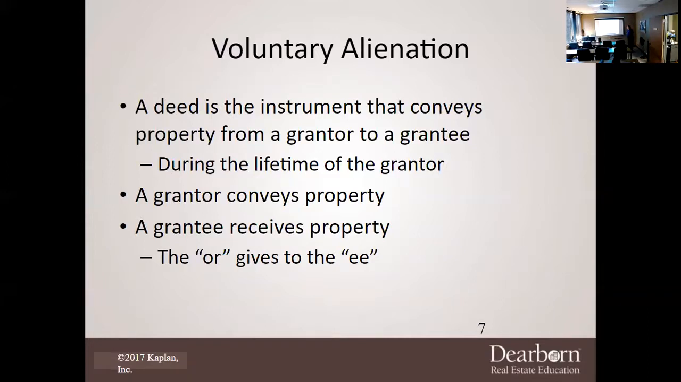So a deed is the instrument that conveys property from a grantor to a grantee. Now, remember this, and this is very key: if I want to sell you this pointer, are you going to give me a deed when I give it to you? No. Am I going to give you a deed? No, probably not. So what am I going to give you if you give me cash and I give you the pointer? The pointer and a receipt.